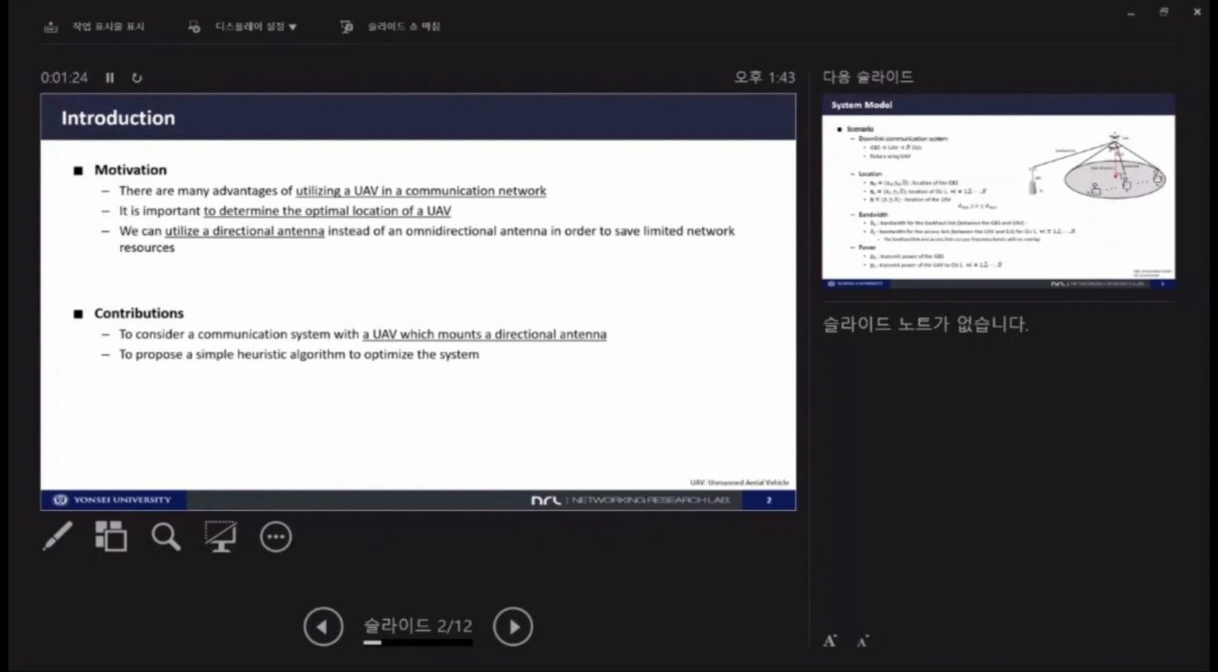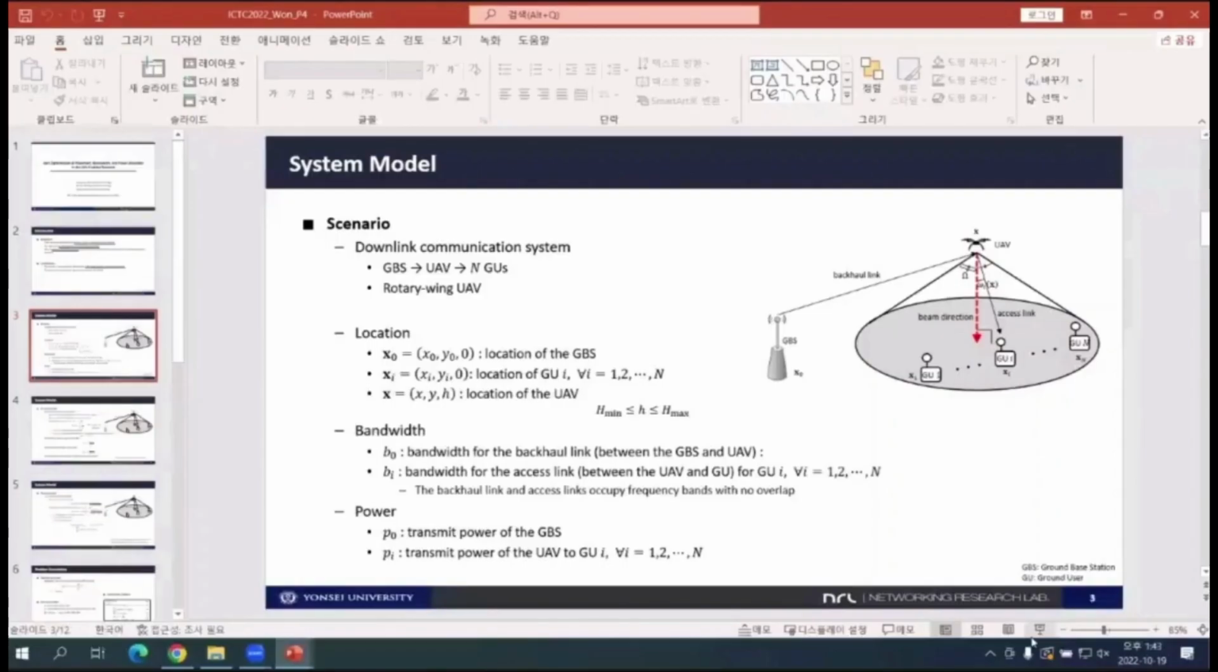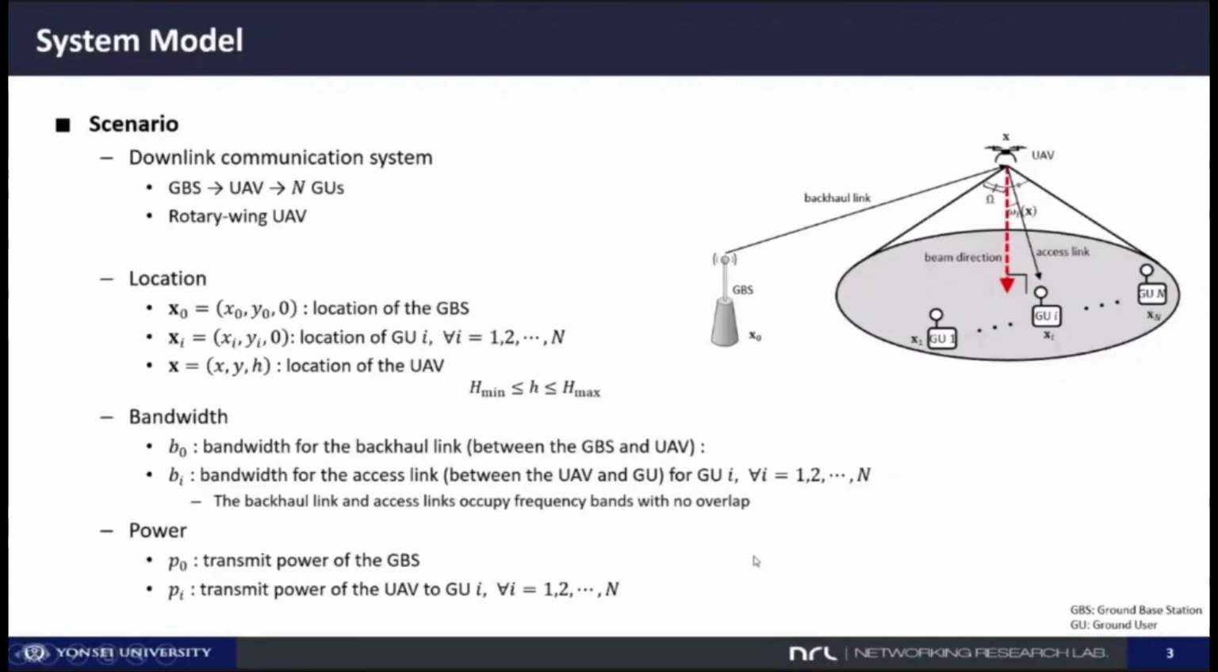So the contribution is... it's okay. Is it not here? What is the problem? Thank you.